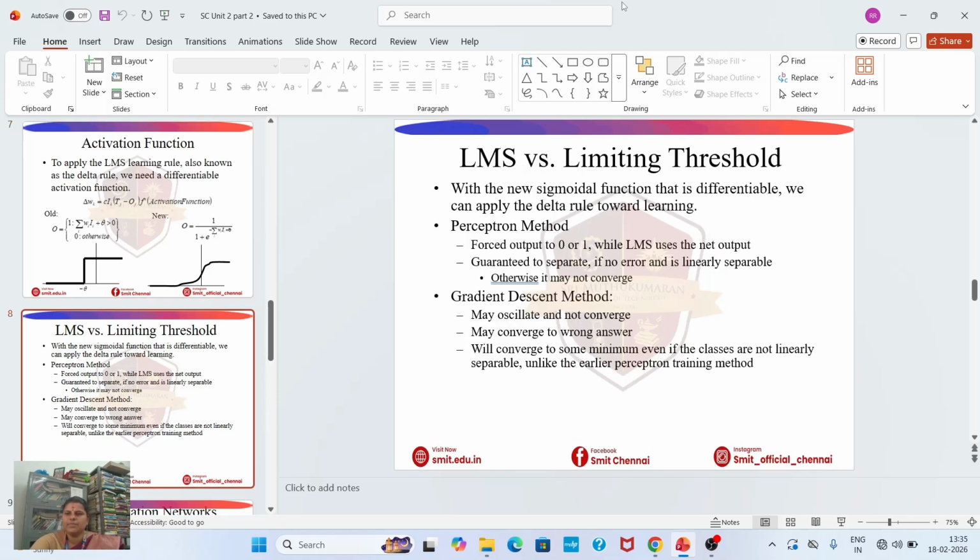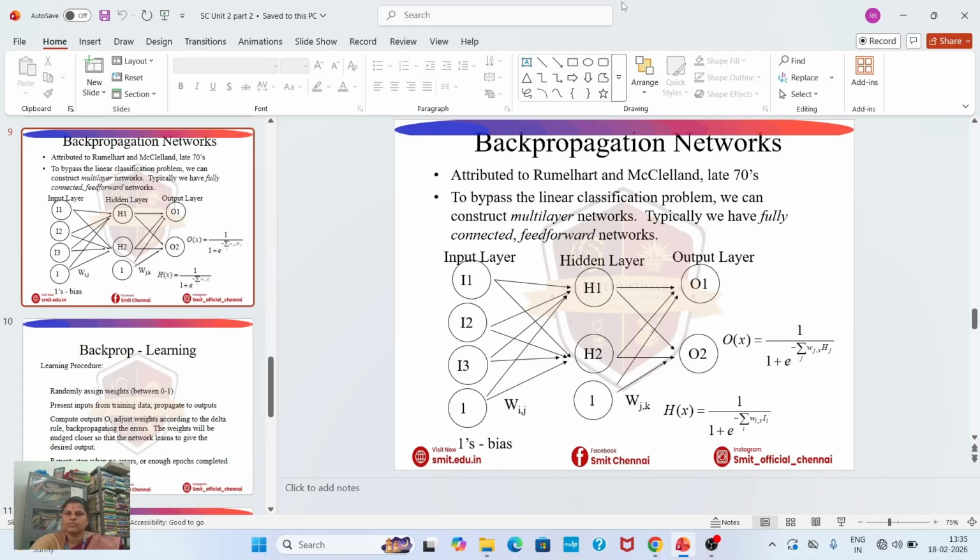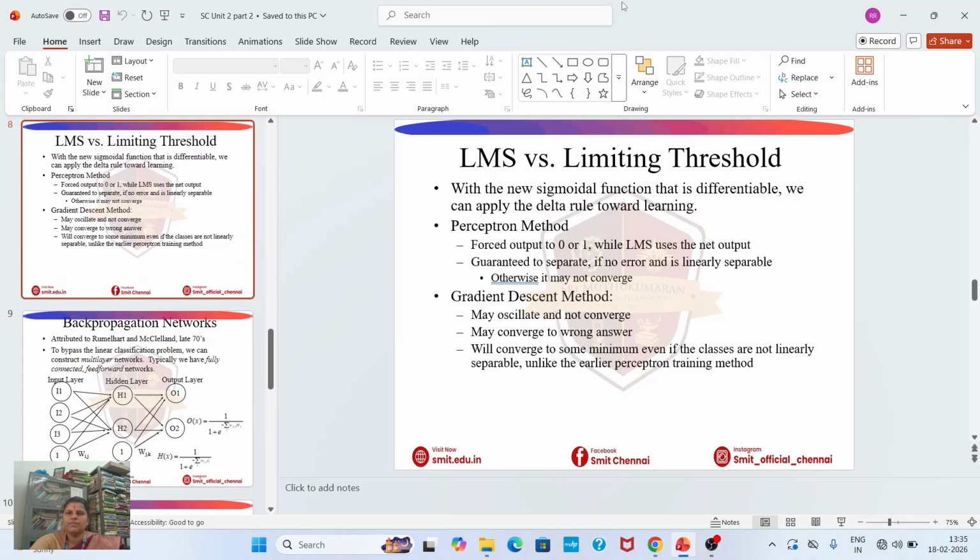Then LMS with limited threshold. In LMS, the limited threshold is replaced by the sigmoid function, which is differentiable. We can apply the delta rule toward learning. The perceptron method gives output 0 or 1, while LMS uses the net output.